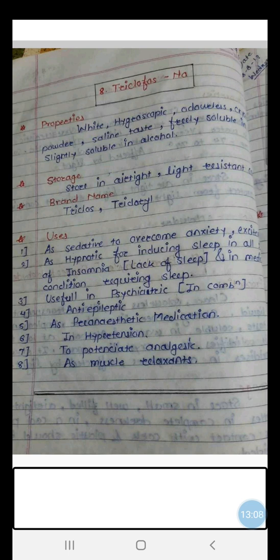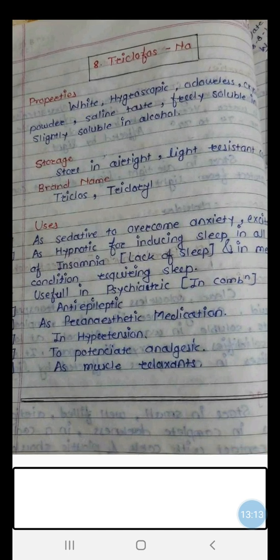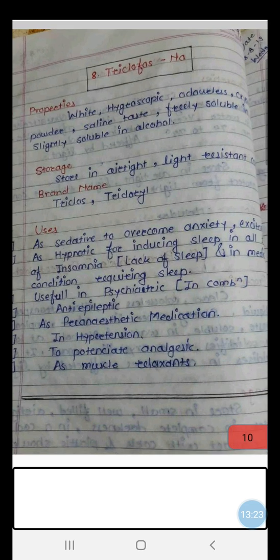Then the next use is as pre-anesthetic medication. We will come across pre-anesthetic medication in the next chapter. Then in hypertension as supportive therapy, these agents can be used. Then to potentiate the effect of analgesic drugs, to increase the effect of analgesic drugs, they can be used. Then as muscle relaxants, these agents can be used. So here we come to the end of our first topic under CNS depressants, that is sedatives and hypnotics.